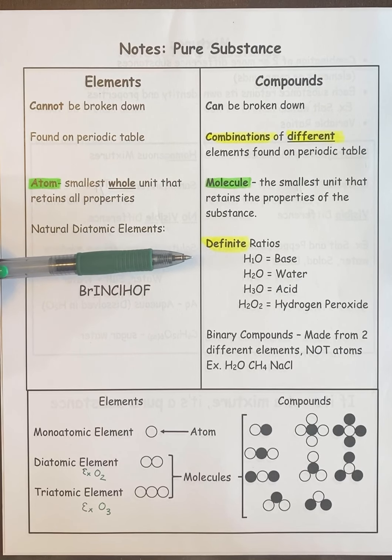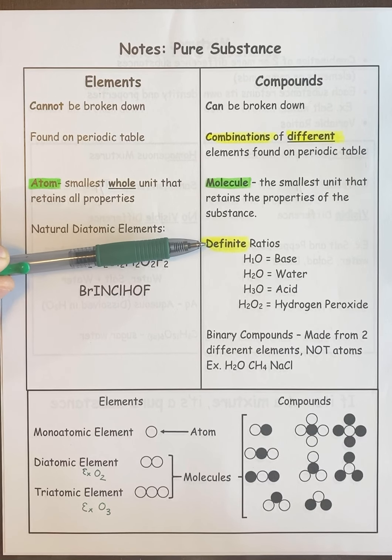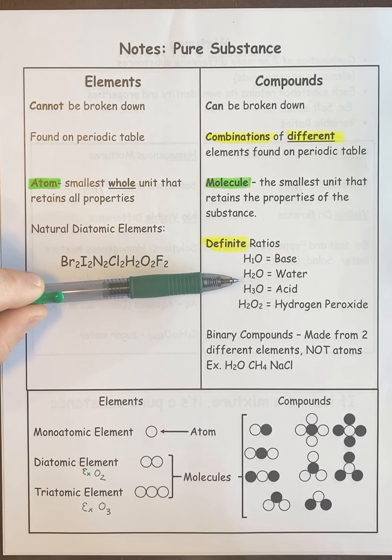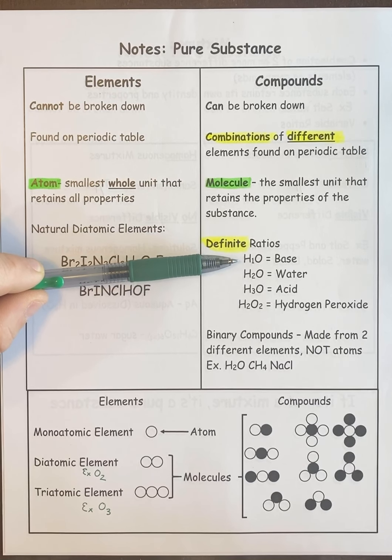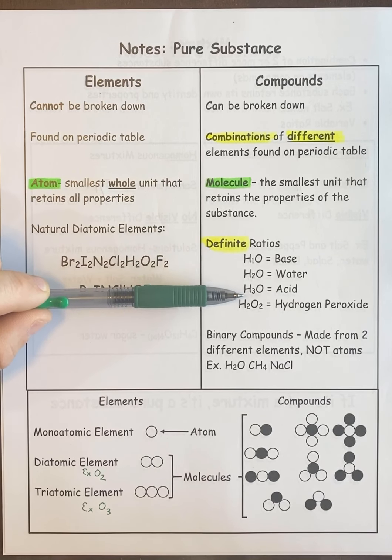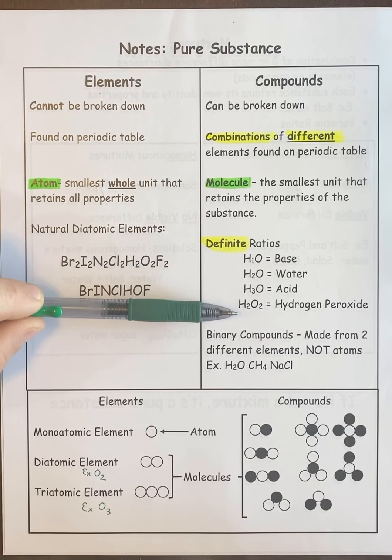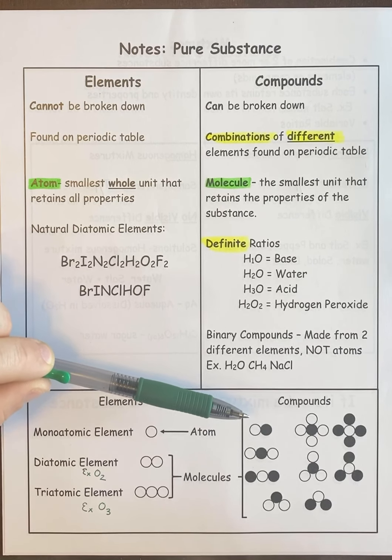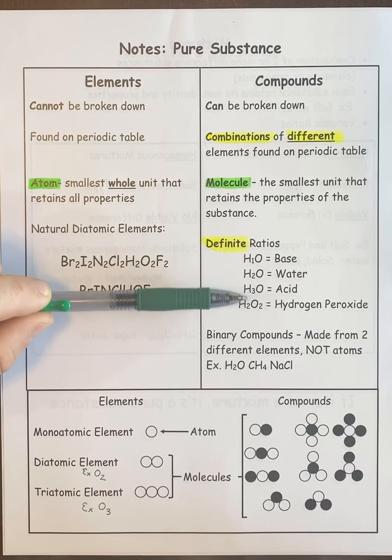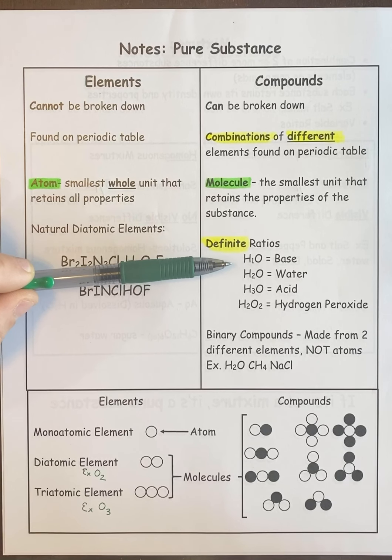Molecules or compounds have what we call a definite ratio. In other words, you cannot change the ratio without changing what it is. And that's very important. In other words, we all know that water is H2O. But if I were to change the ratio of H's to O's, I will change the compound itself. H1O would be a base, H3O would be an acid, and if I went to H2O2, that's hydrogen peroxide. So just by changing the ratio of H's and O's, we change the identity of the compound to a different compound.